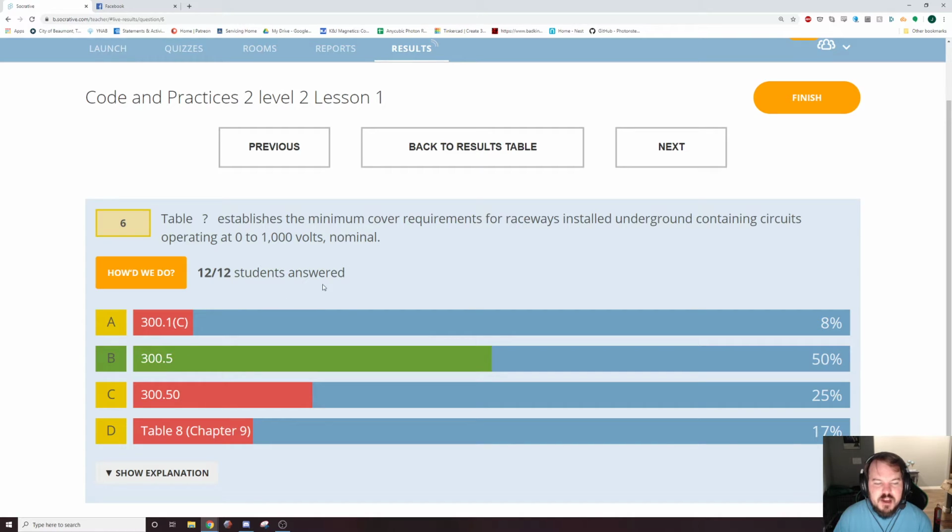Table 300.5, we're going to come back to that a lot. You're going to see that table so often, because it's really important how deep you bury stuff. Because other people come in and they have to bury their stuff at a certain depth also. And your stuff needs to be at the right depth.